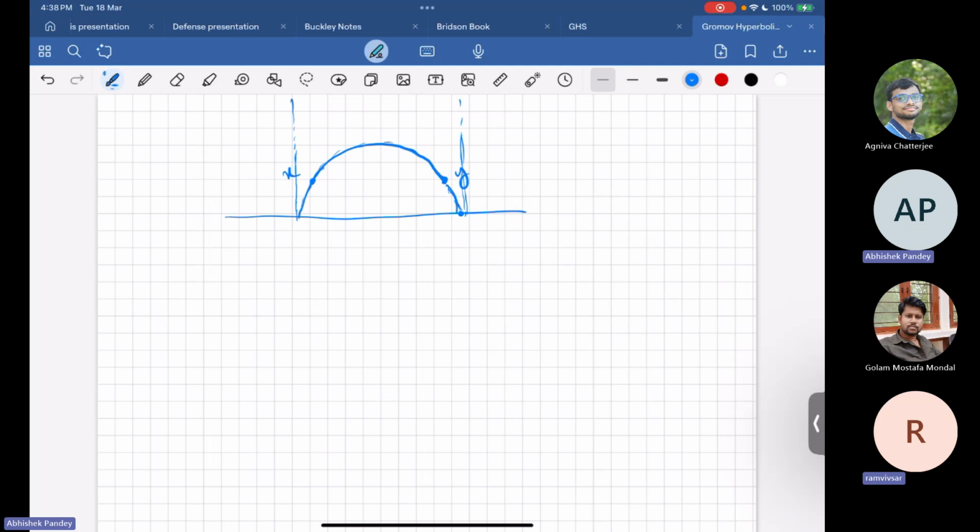Every side is parallel to each other, and they are forming a triangle, meeting at x, y, and infinity. Here the curved line and the straight line are both parallel, right? Yes, because they are not meeting.